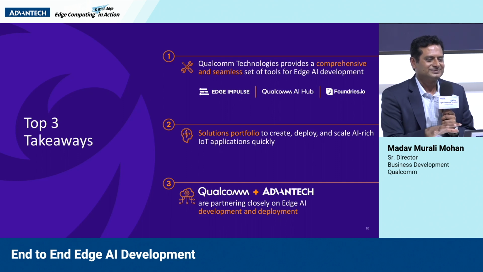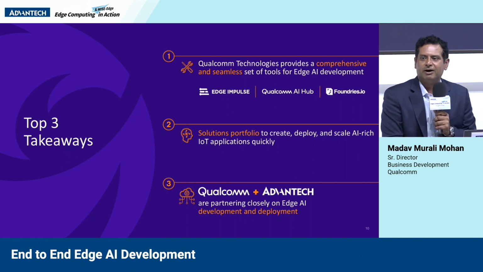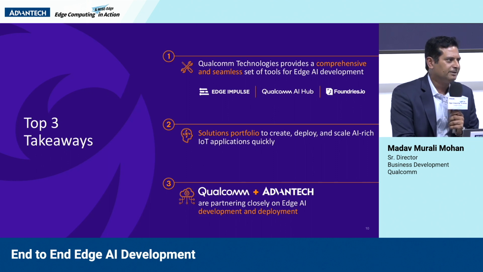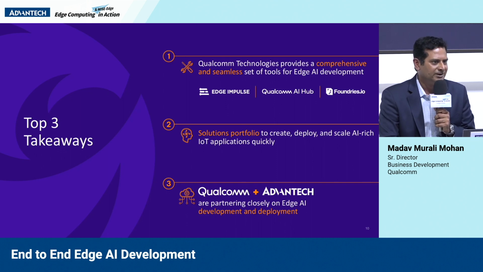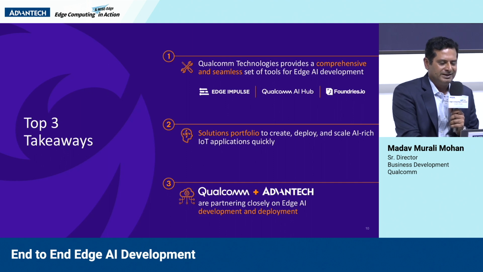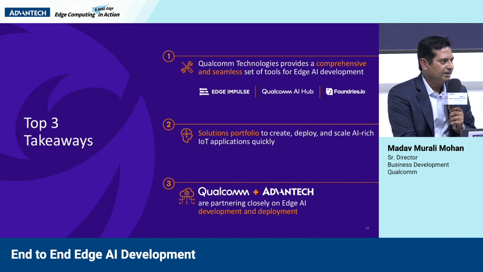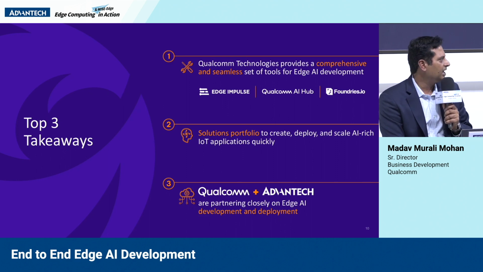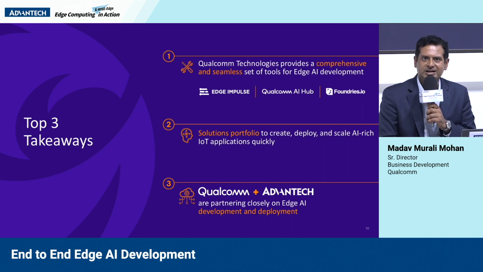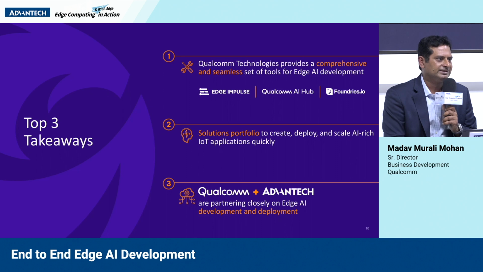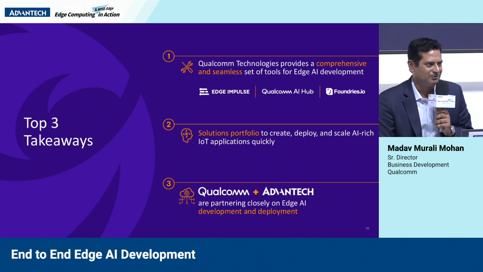The first one is, there are standard challenges in Edge AI development. There is the data portion, the model selection portion, the tuning portion, the hardware portion, the maintenance portion, all of those things. The good news is, with Edge Impulse, with the AI Hub, and with Foundries.io, what Qualcomm has done is put together an end-to-end tool chain that makes this process very seamless and easy. That is the first takeaway.